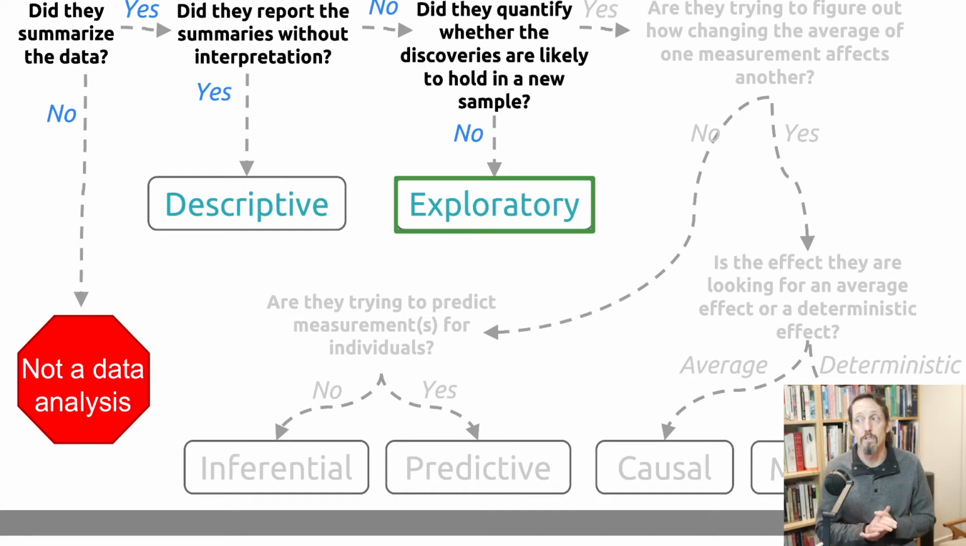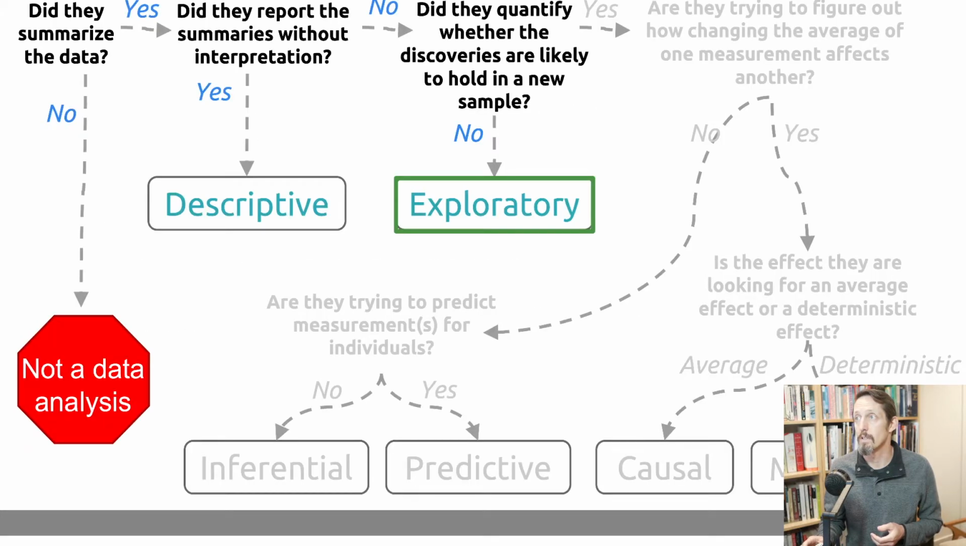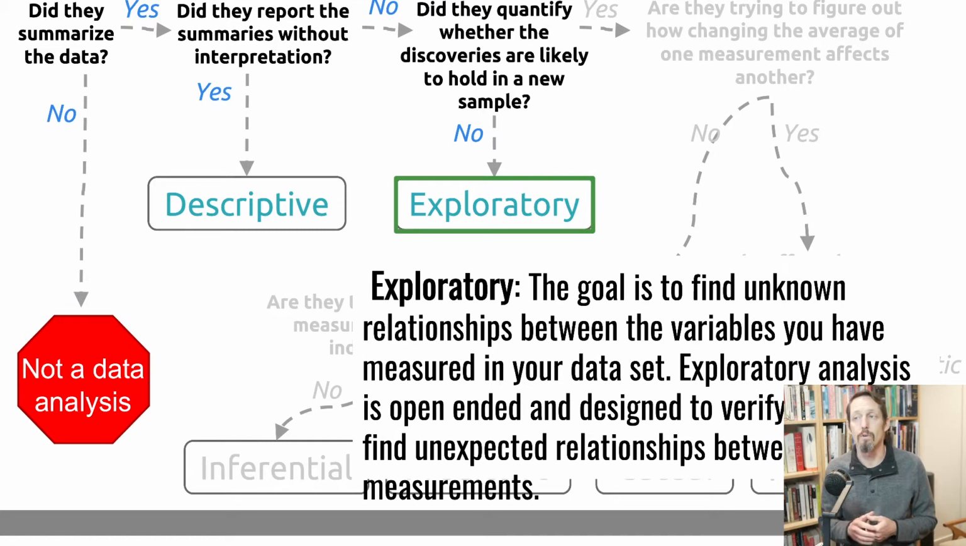So let's return to the diagram we saw last lecture. We know that if we do things without interpretation, we're in descriptive land, but if we try to add some sort of understanding beyond the raw numbers and their statistics, then we probably are entering exploratory data analysis. So the goal is to find unknown relationships between variables you have measured in your data set.